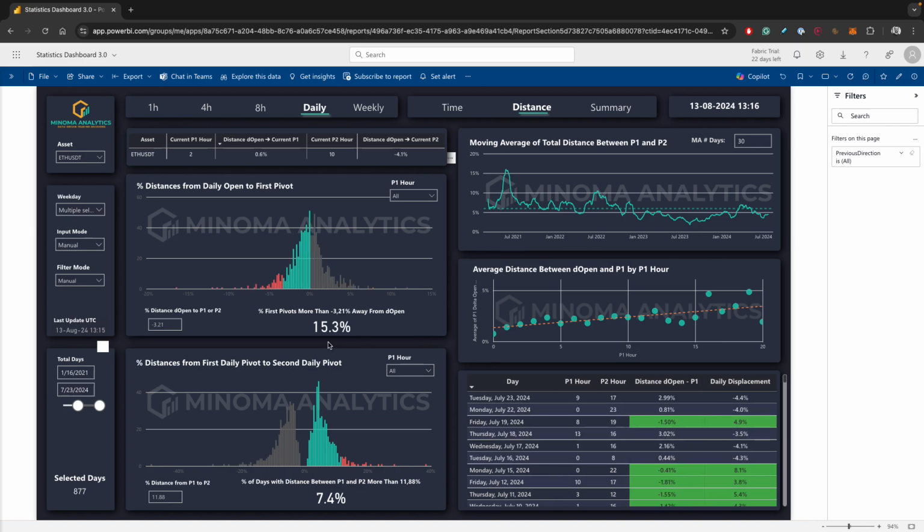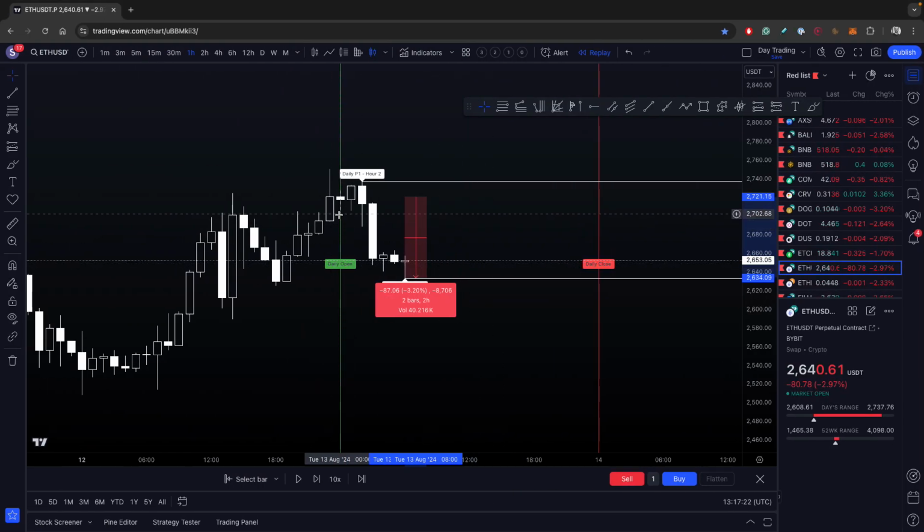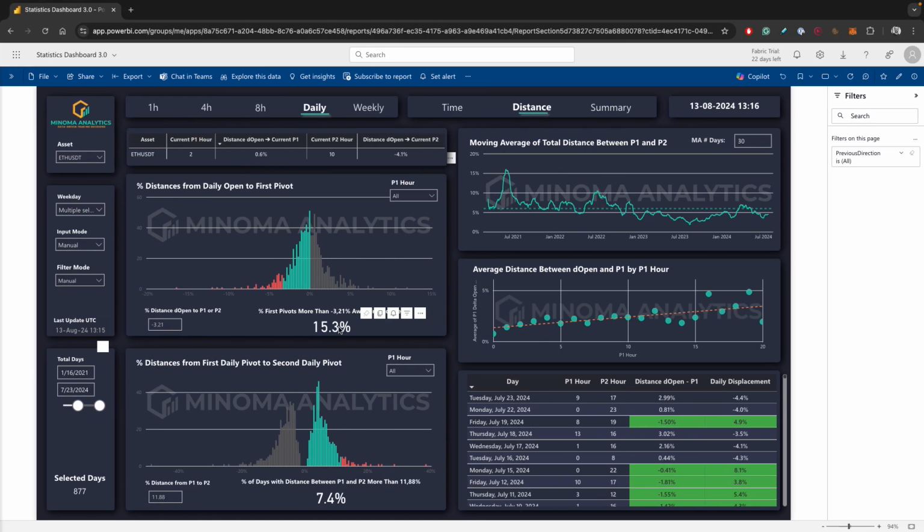We can see only 15.3% of the days have a P1 that is further away from the daily open than we currently have. AKA there's a very low probability of that P1, P2 flip, because it doesn't happen often that price moves this far from the daily open and then goes back up. For that, you have to watch the previous video if you haven't already, where we discuss the P1, P2 flip. But the important thing to understand now is that we have this distance from daily open to P2, and we can see that 15.3% of days have a P1 this far from daily open, negative 3.21% or further. So again, low probability of a P1, P2 flip.